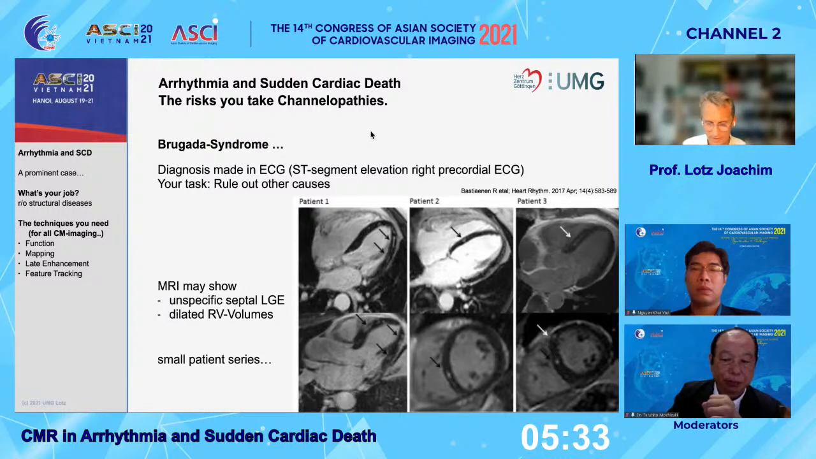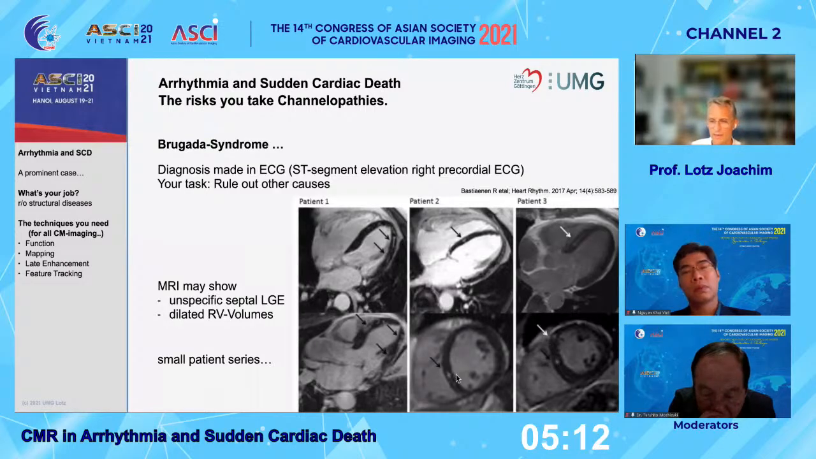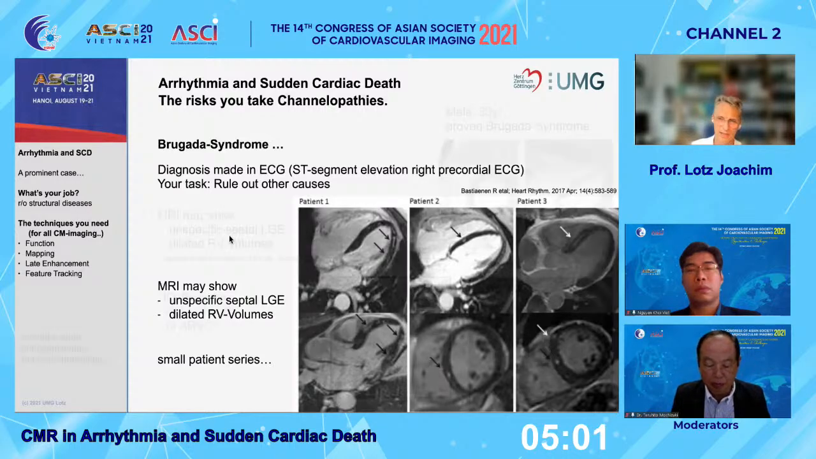The Brugada syndrome does not have any specific changes in imaging. There is a publication, and this is kind of puzzling, by Bastiaenen et al. in Heart Rhythm 2017, who said they had two observations in patients with Brugada syndrome, small patient series, where they found very focused, punctate late enhancement in the septal areas, or a right ventricular dilatation. So this really doesn't make life easier.